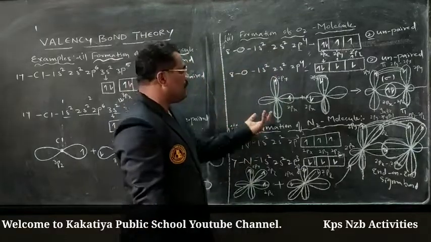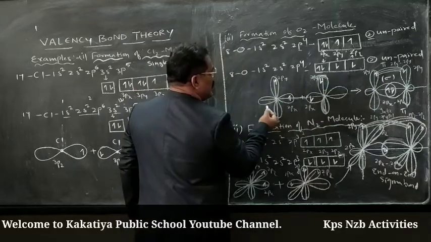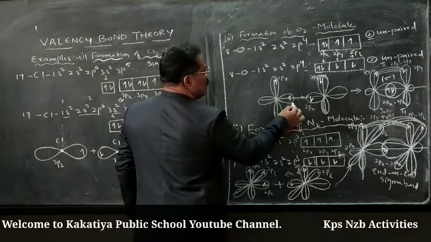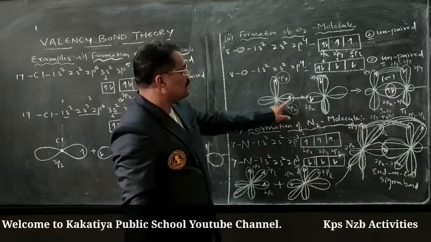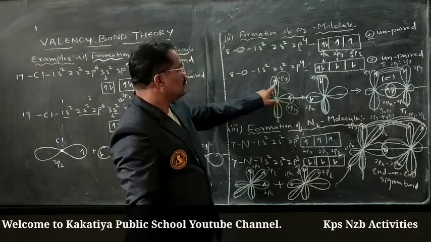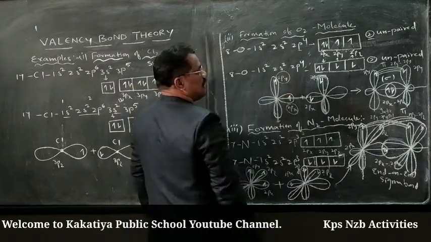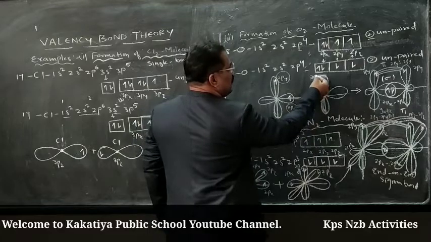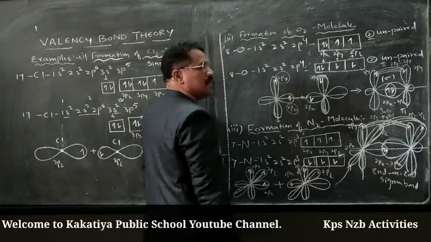How will it get formed? Let me come to the diagram. Here two unpaired orbitals are there. I have taken only two unpaired orbitals. One is the 2px orbital, the other one is the 2py orbital. In the 2px orbital I have taken one electron, and in the 2py orbital I have taken one electron. I have taken another oxygen atom in which 2px and 2py orbitals are there, with opposite spin electrons.